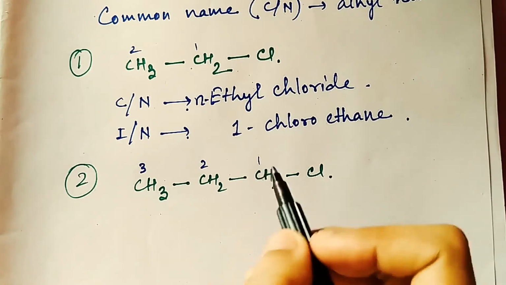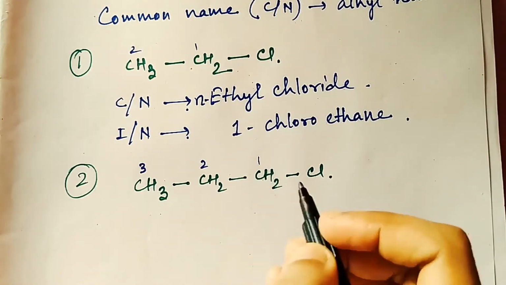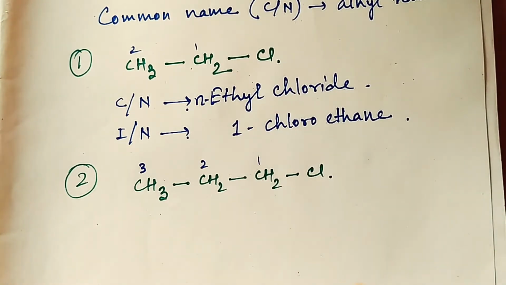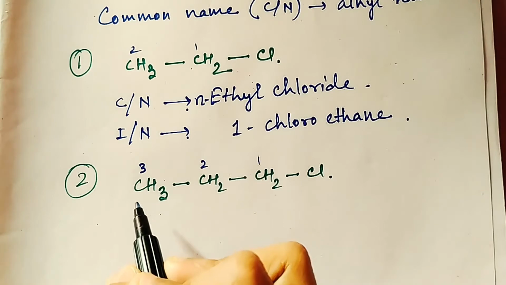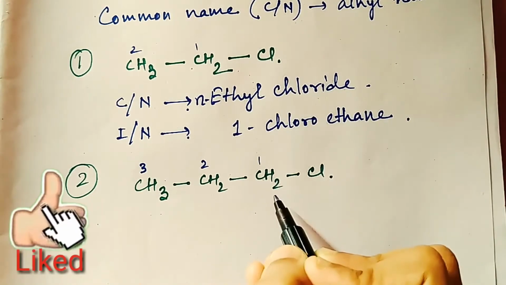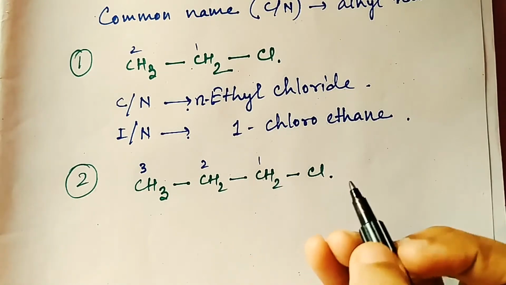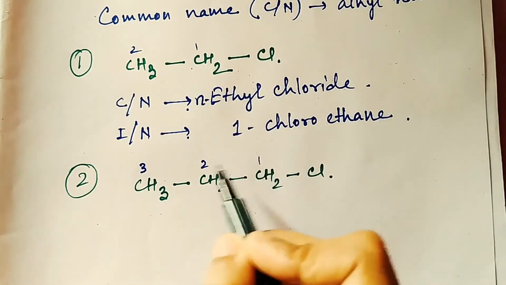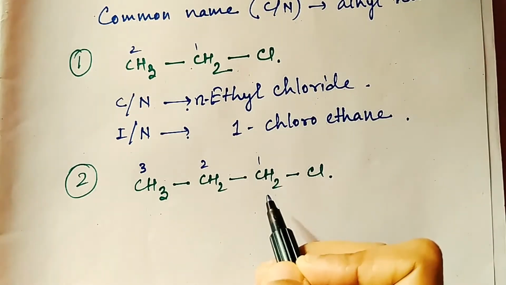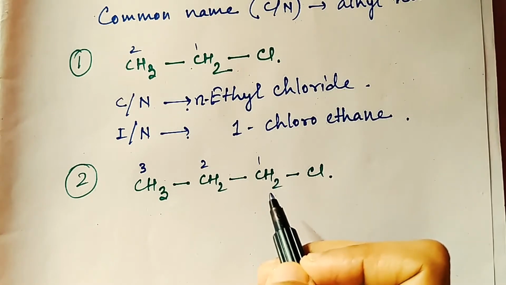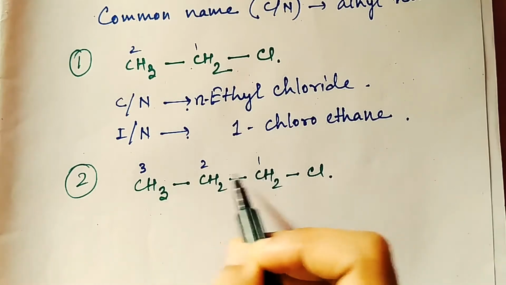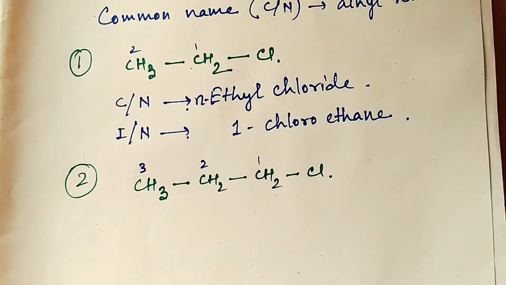So if we start giving the number from the right hand side, then we can easily reach the functional group first. If we start numbering from the left hand side, then 1, 2, 3, the functional group will be on the third carbon atom. But if we start from the right hand side, 1, 2, 3, then the functional group will be on the first carbon atom. So we have to consider the numbering where the functional group comes first. This is the correct way to number the alkane chain.